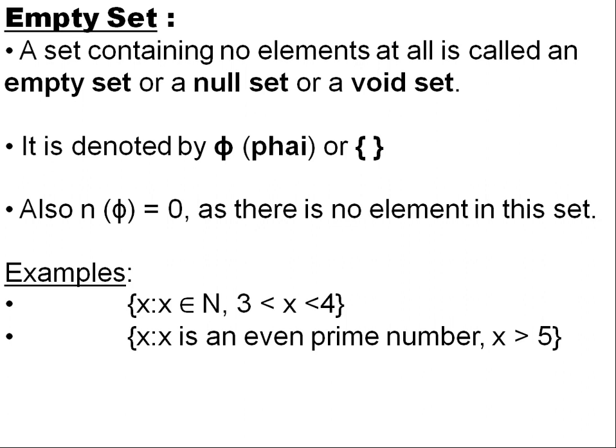As the second example, I have taken x such that x is an even prime number where x is greater than 5. Now remember, the only prime number which is even is 2. So there is no other even number which can be prime and it is greater than 5. So hence this set will contain no element in it, and this set is going to be treated as an example of an empty set.